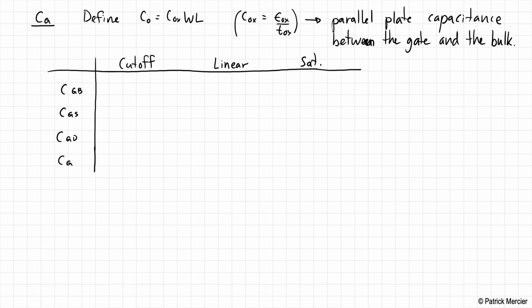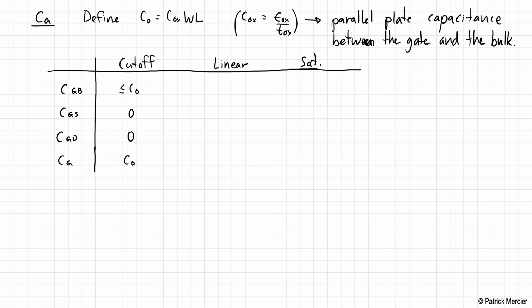Okay. Now, in the cutoff regime, we don't have a strongly developed channel, and therefore we don't have a lot of parasitic capacitance between the gate and the source and the gate and the drain. And rather, pretty much all the capacitance is between the gate and the bulk. I'm going to say less than or equal to, it's slightly more complicated than this, but this is a good first order approximation. And so our total capacitance seen by the gate is basically just C naught.